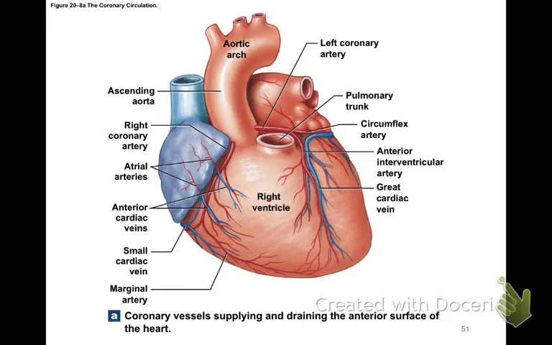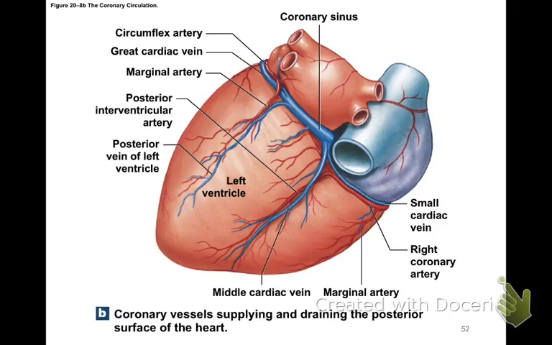Notice the great cardiac vein parallels the anterior interventricular artery. And on the posterior surface, please note the position of the coronary sinus. The great cardiac vein just kind of merges into the coronary sinus, but the coronary sinus has a wider diameter. This sinus doesn't have much tissue in it. It's got lining the same as the lining of all the blood vessels. It's called the endothelium, but there's really no muscle in the wall of the coronary sinus as there is in the wall of most arteries and veins.